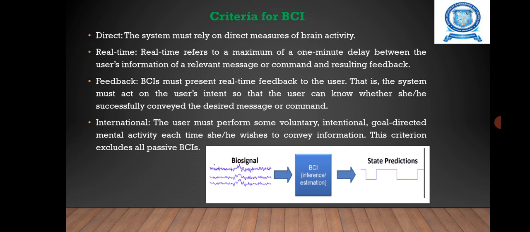The next one is the criteria for BCI. Direct: the system must rely on direct measures of brain activity. Real time: a maximum of a 1 minute delay between the user's formation of a relevant message or command and the resulting feedback. Feedback: it must present real-time feedback to the user. That is, the system must act on the user's intent so that the user can know whether he or she successfully conveyed the desired message or command.